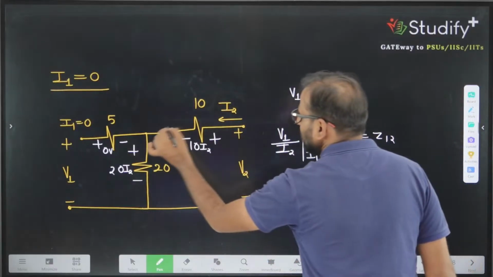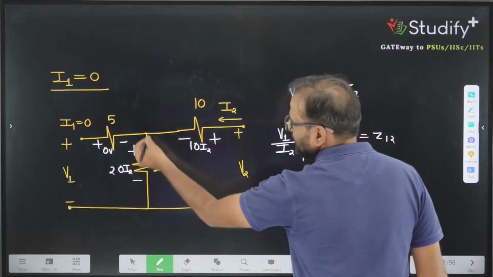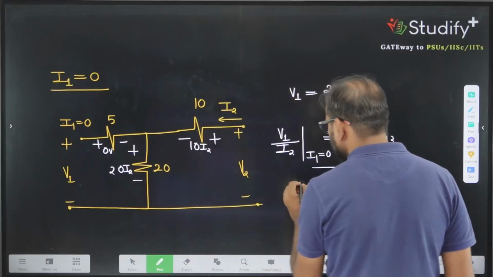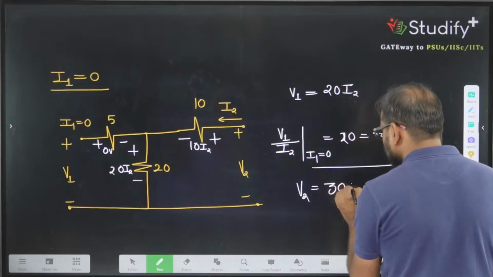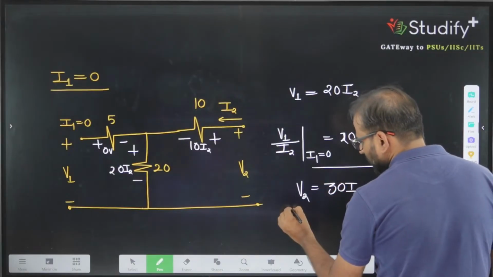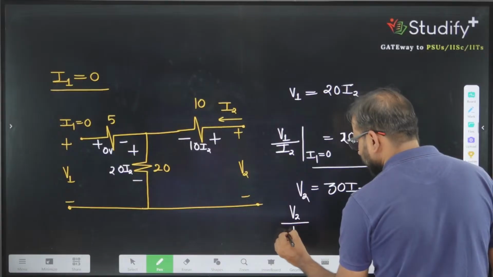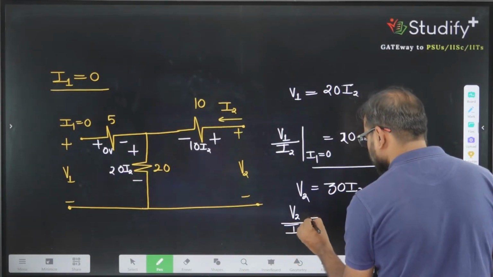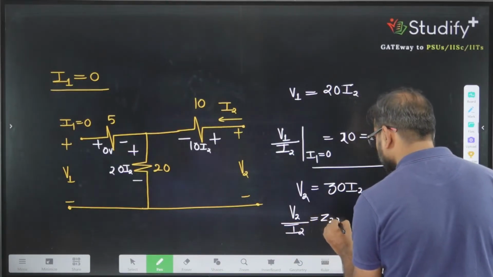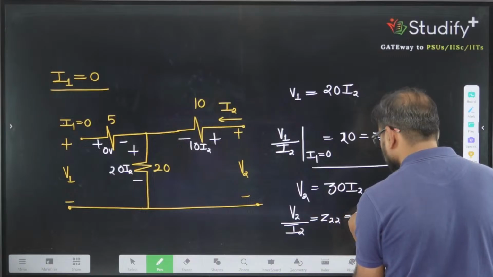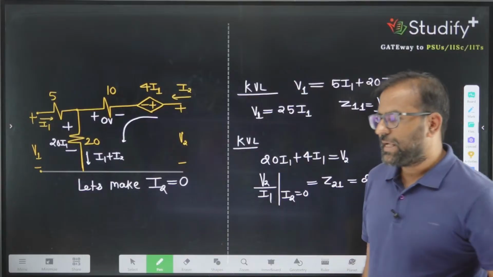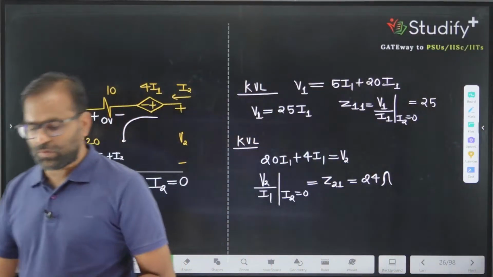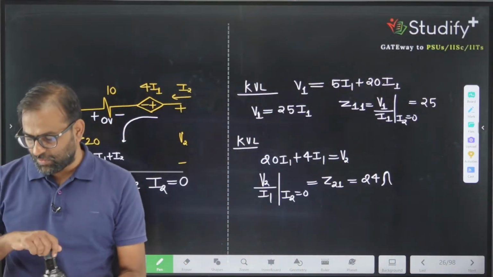Now we are interested in this. So you can say this is 20 I2 plus 10 I2. So V2 can be written as 30 times I2, or you can say the V2 divided by I2 ratio is Z22, and Z22 is 30. Now we know all the parameters: two from making I2 equal to 0, and the remaining two parameters we can calculate by making I1 equal to 0.